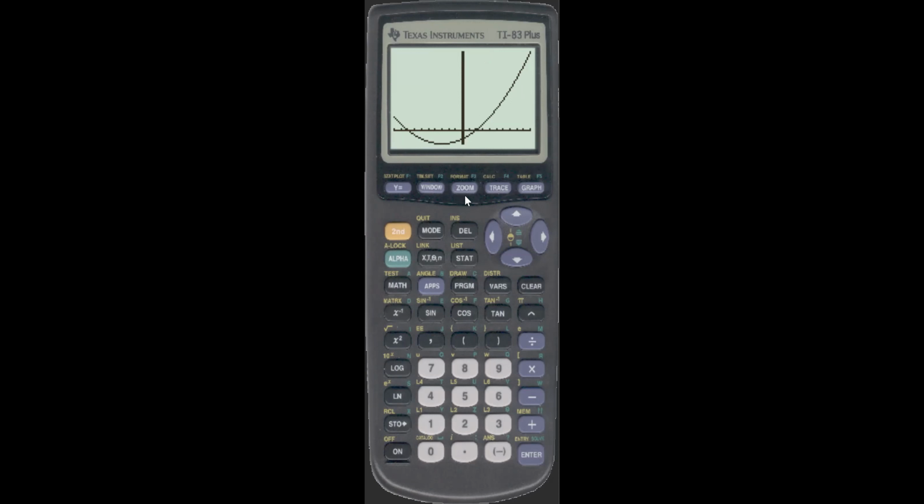Now, if you need to actually write down the window, you go back to the window button, and it gives you the X min, the X max, the Y min, and the Y max. So if we go back to the graph, maybe this isn't clear, but the X min is the leftmost X value, the X max is the rightmost X value, Y min, the smallest Y value, Y max.